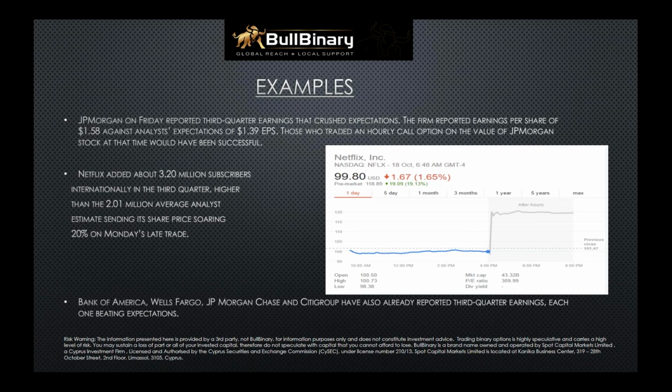Netflix added about 3.2 million subscribers internationally in the third quarter, higher than the 2.01 million average analysts estimate, sending share price soaring 20% on Monday's late trade. Bank of America, Wells Fargo, JP Morgan Chase, and Citigroup have also already reported third quarter earnings, each one beating expectations.